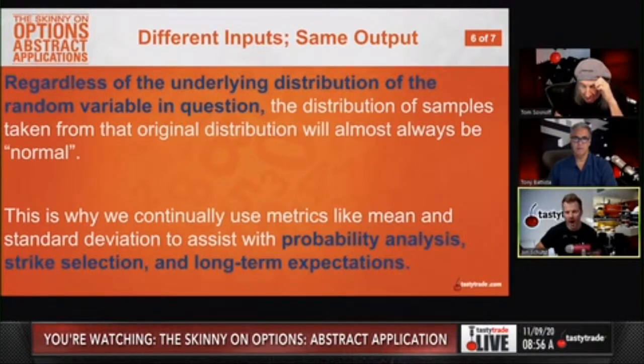This is why we continually use metrics like mean and standard deviation to assist with probability analysis, strike selection, long-term expectations, right? When you're thinking about your win rate, your profitability, your risk tolerance, your capital at risk, your buying power reduction, everything is going to trace back to the normal distribution.